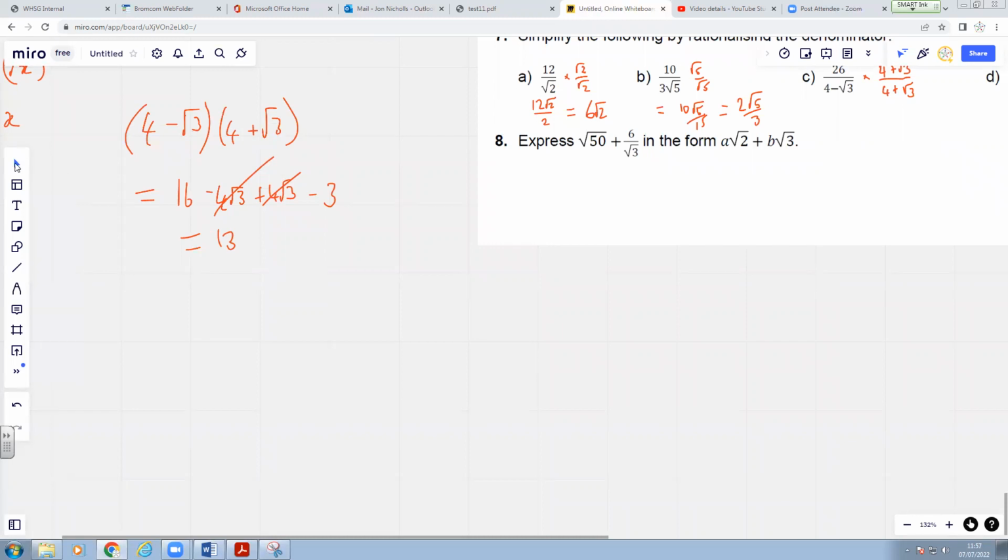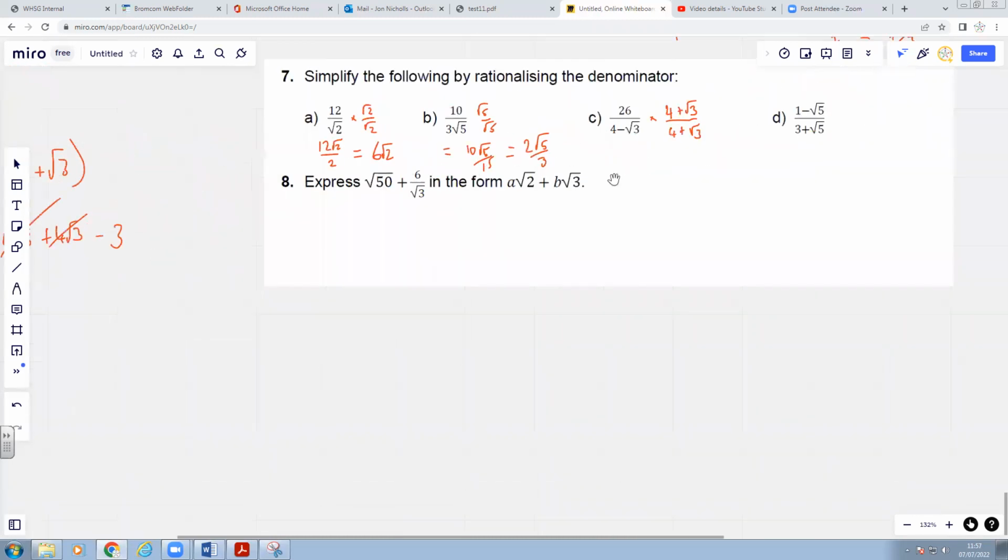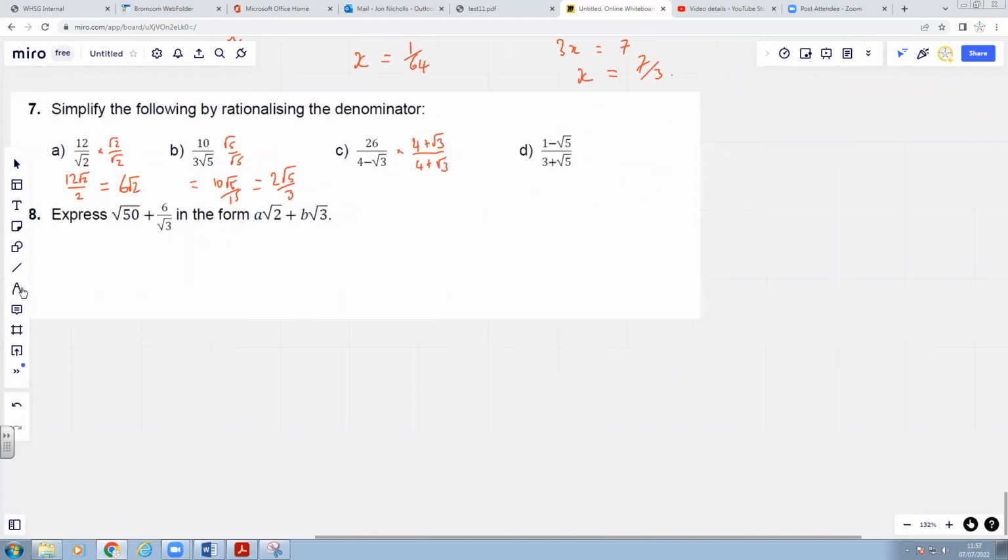So what are we going to have over here? We're going to have 26 times 4, which is 104, plus 26 times root 3, which is 26 root 3. But then we're dividing this by 13, yeah? Now, as this is 26 times 4, it's also 13 times 8. And so that's divisible by 13, and it goes 8 times. Whereas this will be divisible twice, and so it's 8 plus 2 root 3, I think.